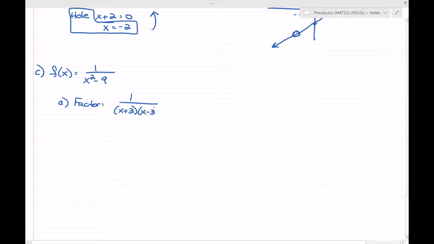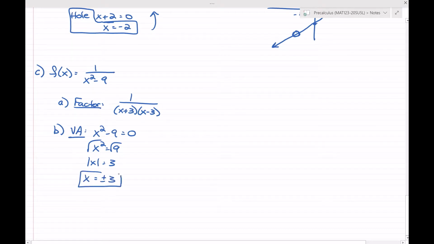So now let's go to step 2. To get our vertical asymptote, we're going to make our denominator equal to 0. Bring the 9 over. Take the square root. This would be absolute value. And we get x is equal to plus or minus 3. So this is new for us. We have 2 vertical asymptotes.